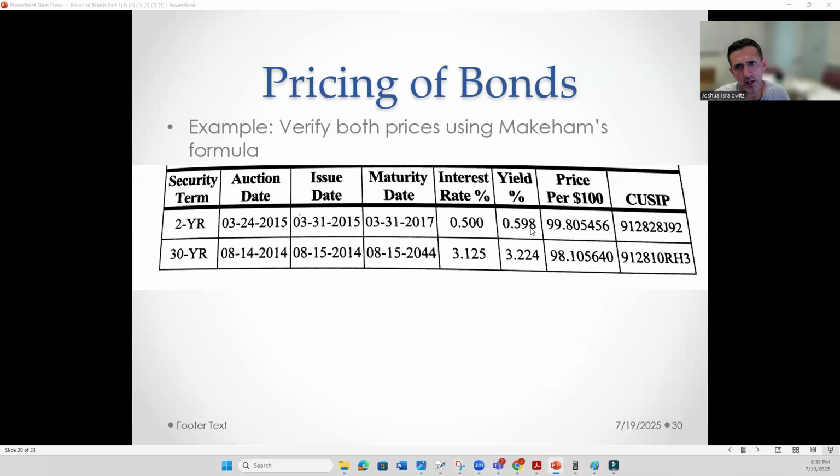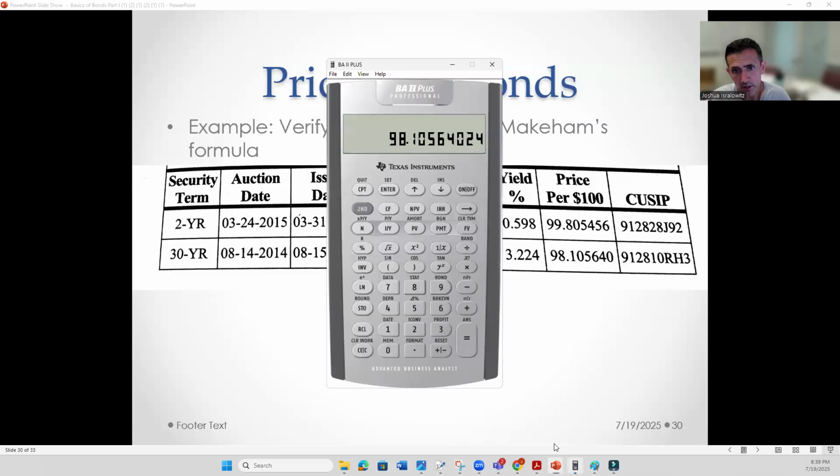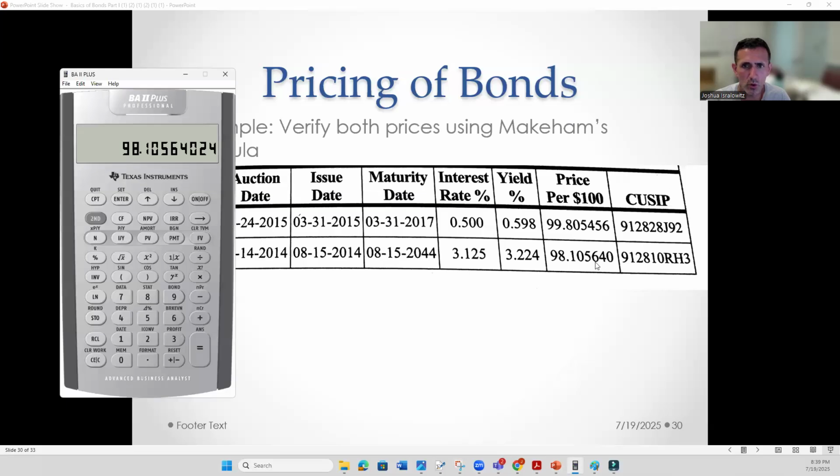So let's particularly do the 2-year Makeham's. Let's verify this for face value of $100 for this 2-year. I would say it is useful to just store the 6-month coupon and yield rate when you're doing Makeham's formula. So 0.005 over 2 as a decimal, and you need to use both rates as decimals in Makeham's formula. So store this in the one spot, and 0.00598 over 2, store that in the two spot.